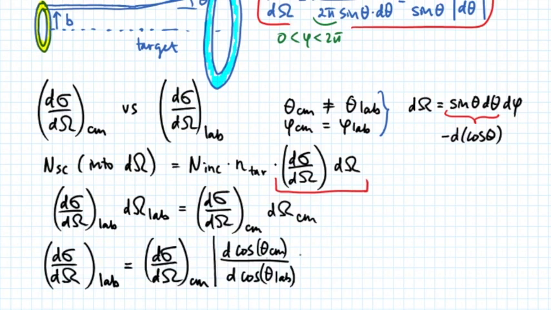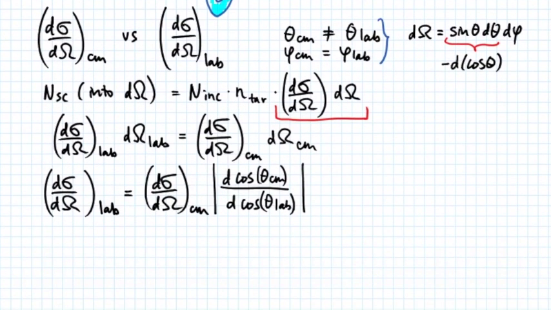Again, to avoid negative probabilities, we take the absolute value here. We have previously found the relationship between theta lab and theta in the center of mass. Using this information, we can evaluate this derivative here, which you can further simplify on your own.